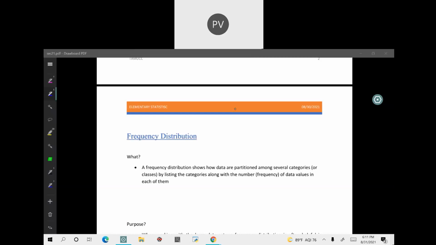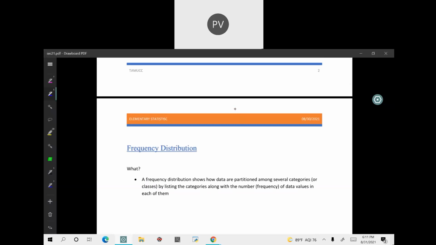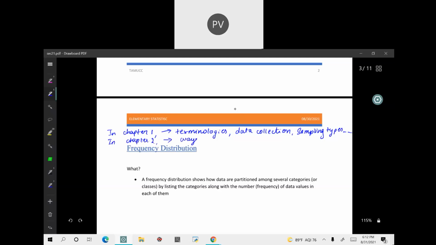So in chapter 1 what did we learn? In chapter 1 we learned about certain terminologies, right? And we also learned mainly about data collection and sampling types and so on, right? So in chapter 2 we will mainly be learning about ways to organize and describe data sets. So the goal is to make the data easier to understand.